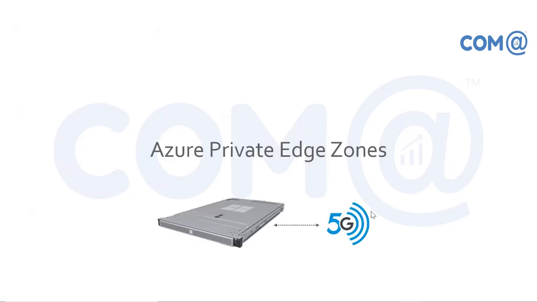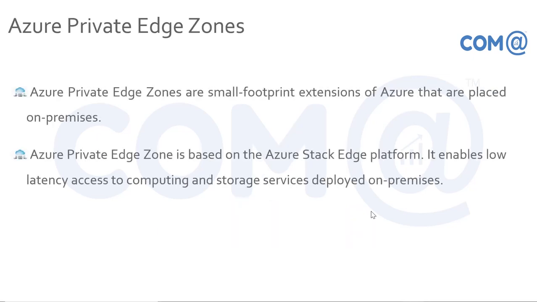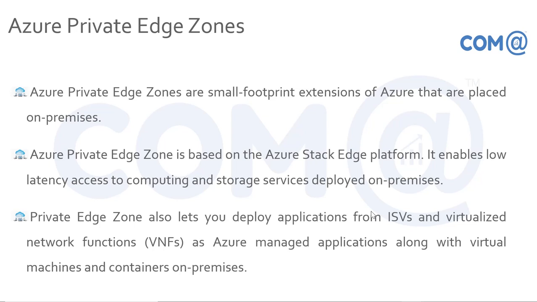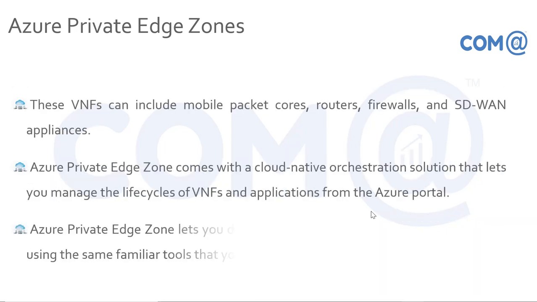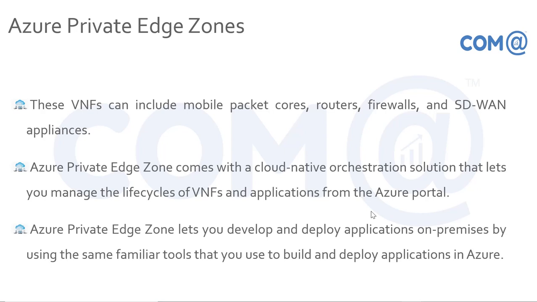And Azure Private Edge Zones. Azure Private Edge Zones are a small footprint extension of Azure that are placed on premises. And Azure Private Edge Zone is based on the Azure Stack Edge platform. It enables low latency access to computing and storage services deployed in on premises. And private edge zone also lets you to deploy applications from ISVs and virtualized network functions as Azure managed application along with virtual machines and containers on premises. So these VNFs can include mobile packet cores, routers, firewall, and SD-WAN appliances.